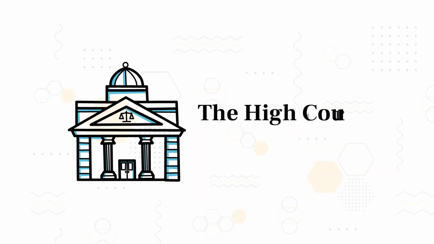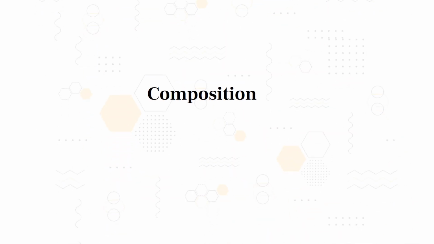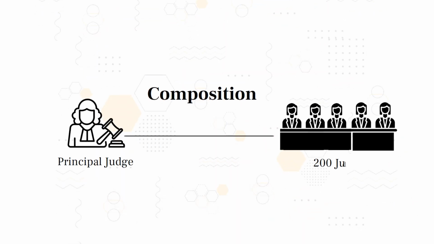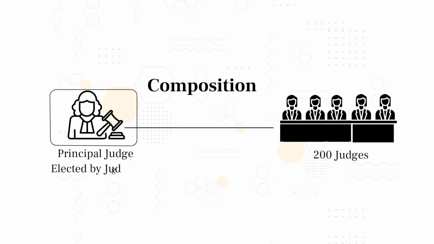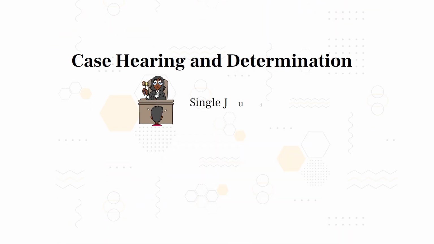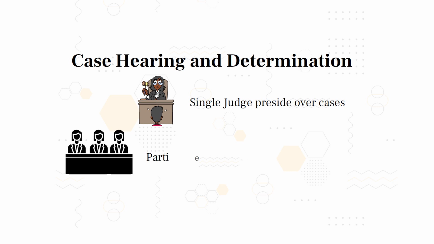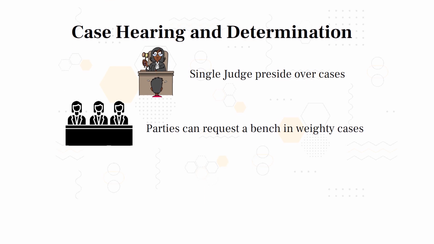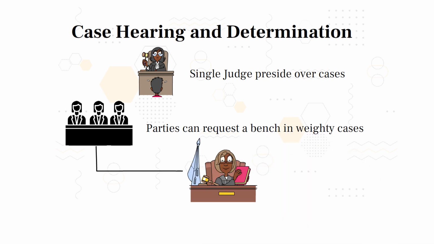The High Court is the third highest court in Kenya. It comprises the principal judge and up to 200 other judges. The principal judge is elected by High Court judges from among themselves. A single judge typically presides over cases. However, parties can request for a panel of 3 or 5 High Court judges to hear cases involving weighty constitutional matters. Such panels are selected by the Chief Justice.